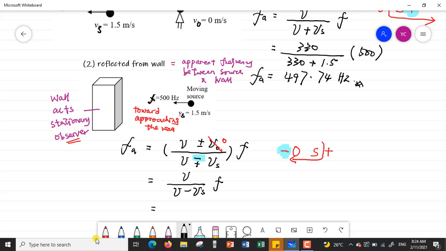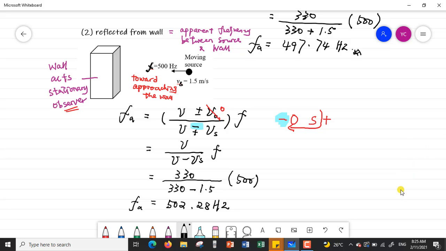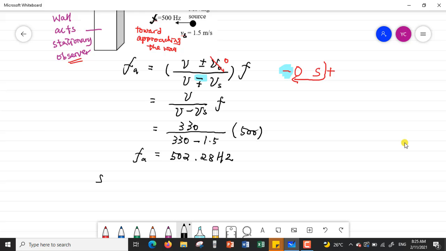Then we put in the values. The speed of sound is 330 minus the speed of the source, which is 1.5. The actual frequency emitted by the vessel, the moving source, is 500. Okay, so you might pause the video to calculate the value. If you calculate correctly, you will get the value 502.28 Hertz.